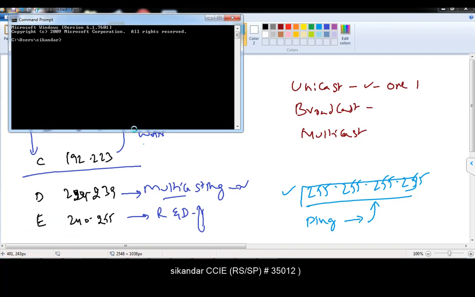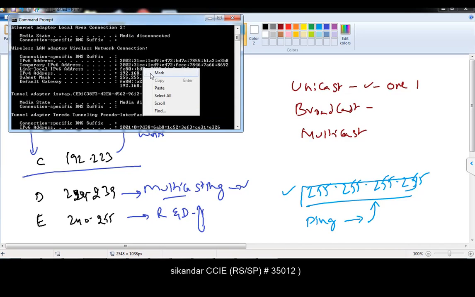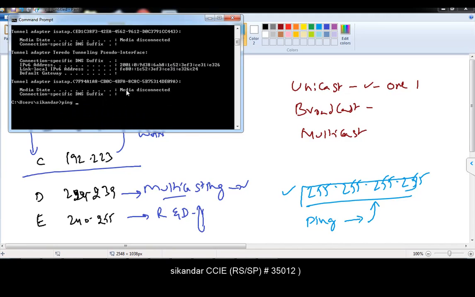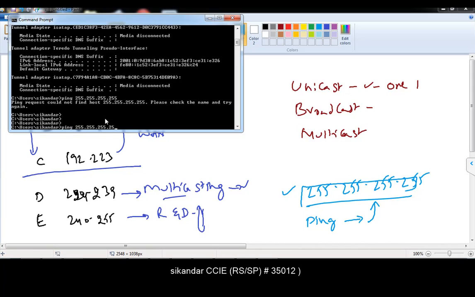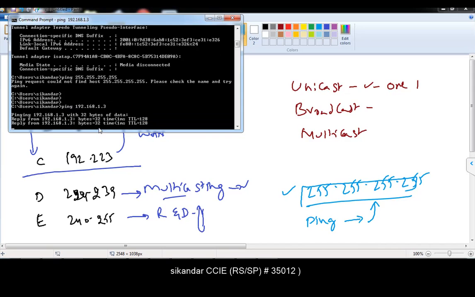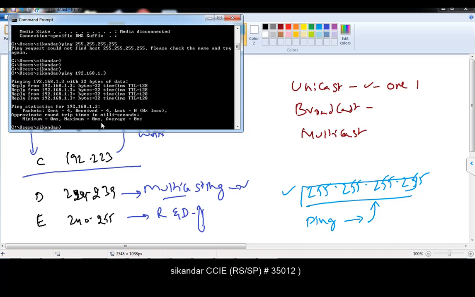I'm connected to the internet. You can see it's CMD. I'm trying to ping. I already have my own IP address, something like 192.168.1.3, which is assigned by my router, which I'm using for the internet. So I'm trying to ping these devices. It's not pinging actually in general. I think I can get a reply from 1.3, which is my local PC. There's no other PC connected in my network.